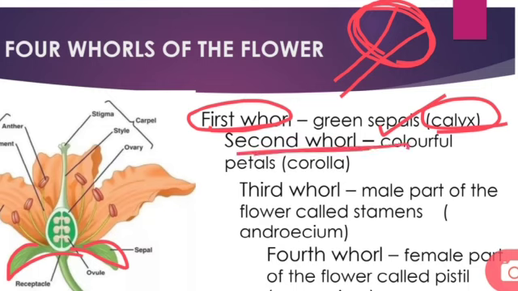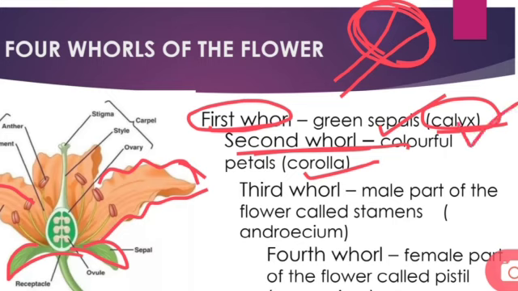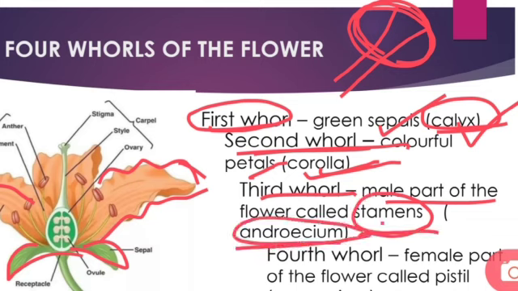Coming to the second whorl of the flower, the colorful petals are considered to be the second whorl, and these petals collectively are known as corolla. Remember, first whorl: sepals, collectively known as calyx. Second whorl: petals, collectively known as corolla. The third whorl of the flower is the male part of the flower, known as stamen, and the stamens are collectively known as androecium.